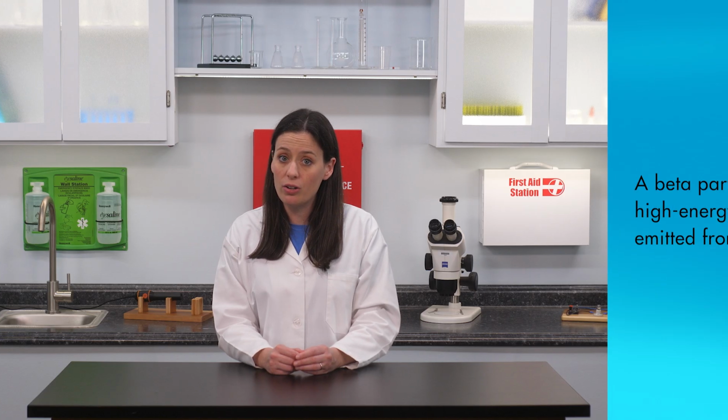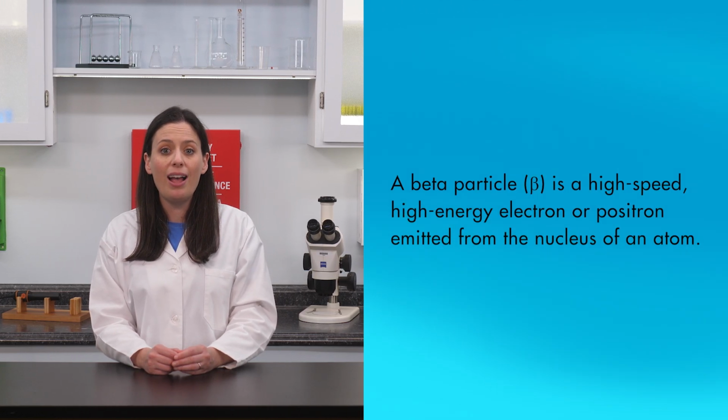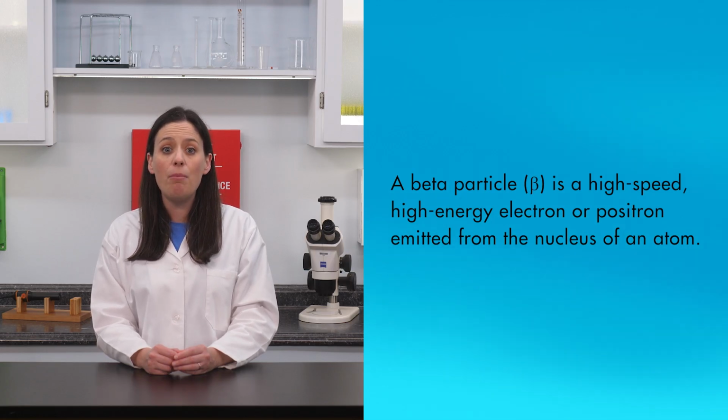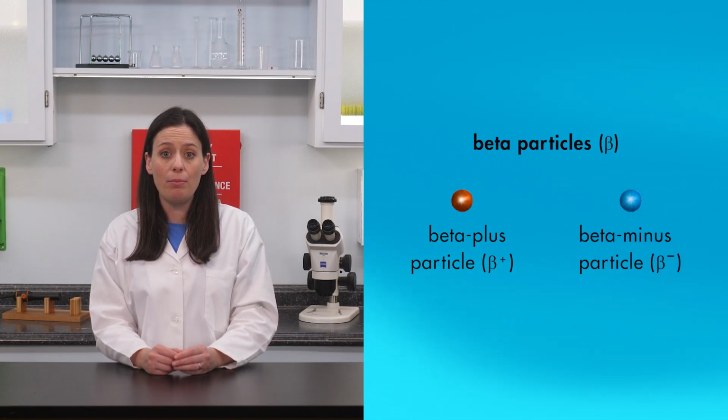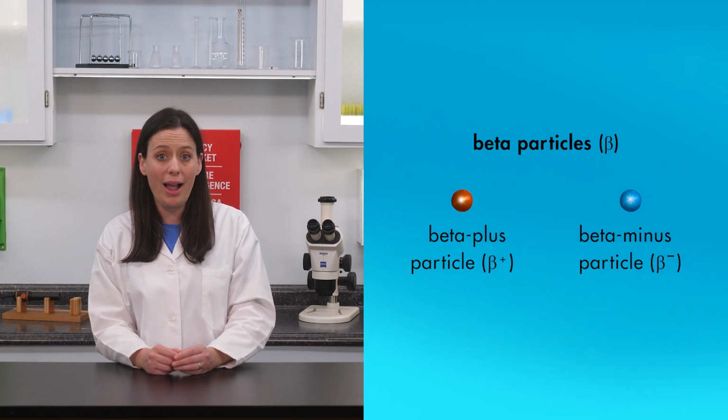The unstable nuclei of some isotopes, such as the polonium-210 we just discussed, become more stable by emitting alpha particles. Other isotopes become more stable by emitting beta particles. A beta particle is a high-speed, high-energy electron, or positron, emitted from the nucleus of an atom. A beta particle can be beta plus or beta minus.